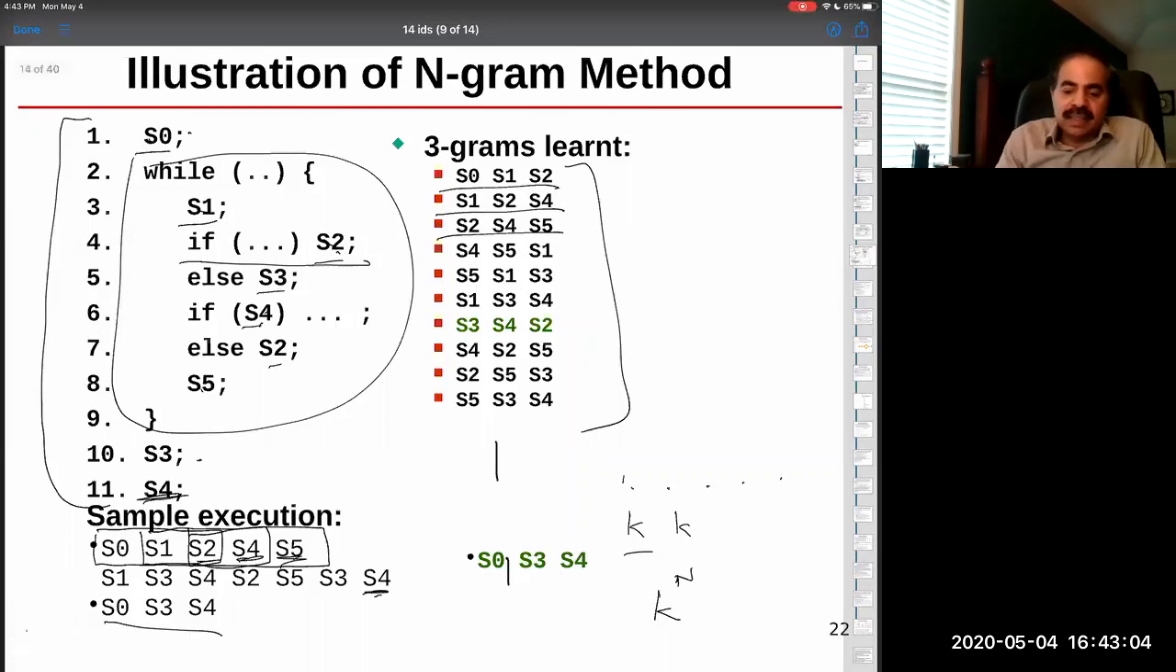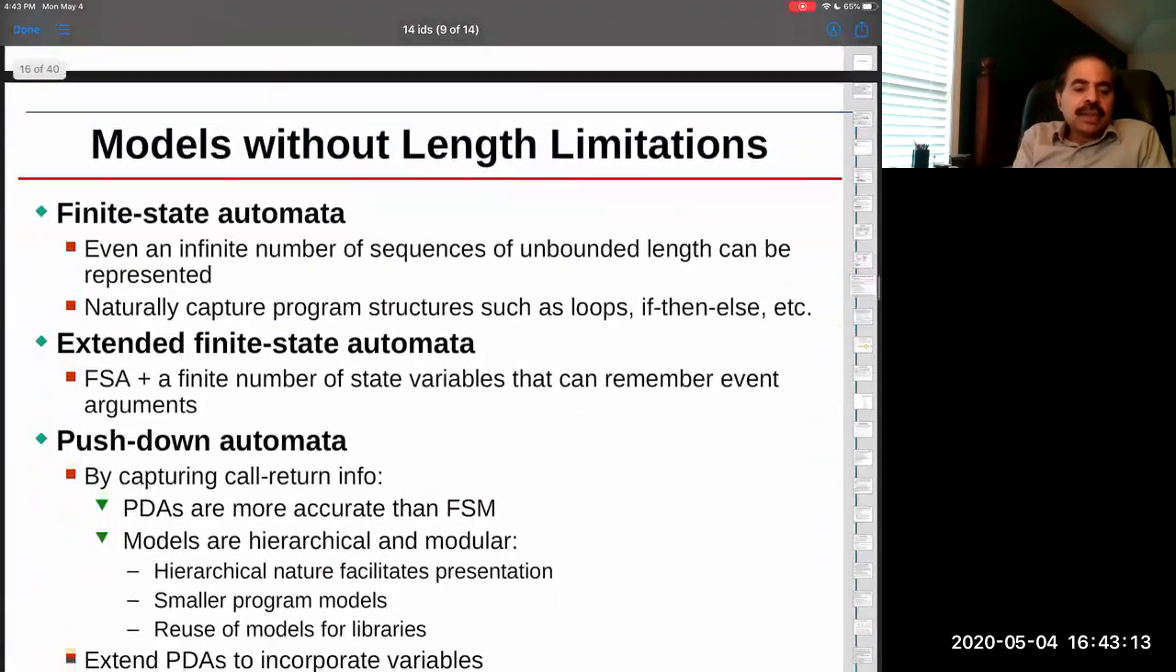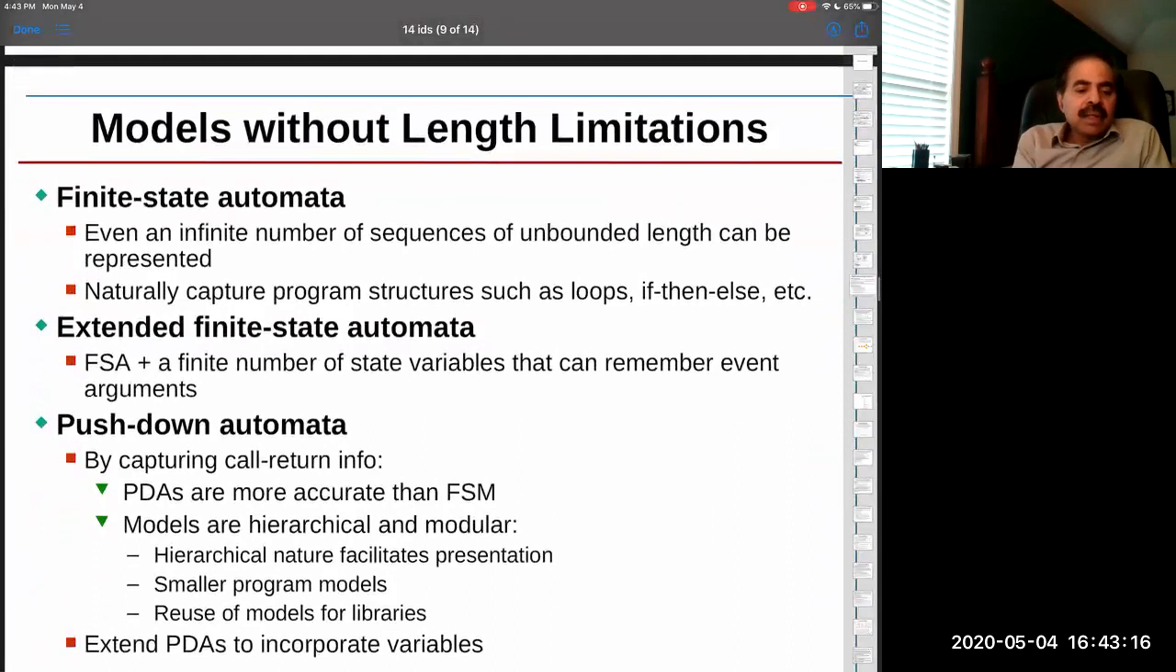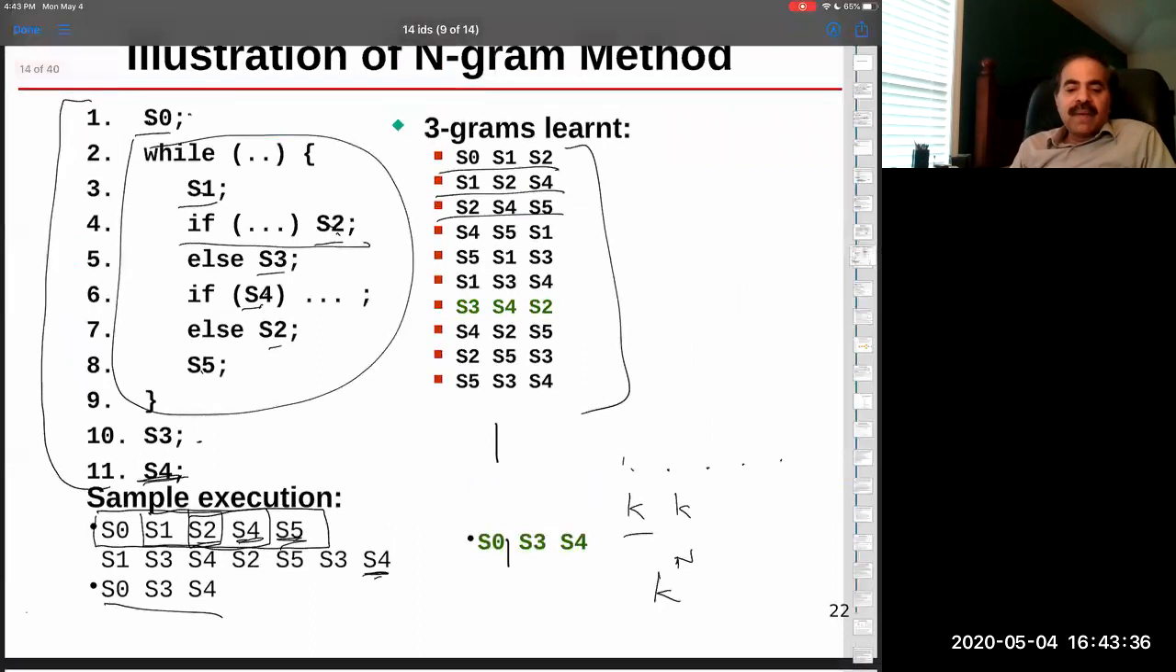So one of the questions is, can we do better? One of the things we did a while ago was to suggest that if you're trying to model behaviors of programs, things like finite state automata are a much better way to model program behaviors. If you go back and look at the simple program, if I were to write down what this program looks like, it has things like loops.